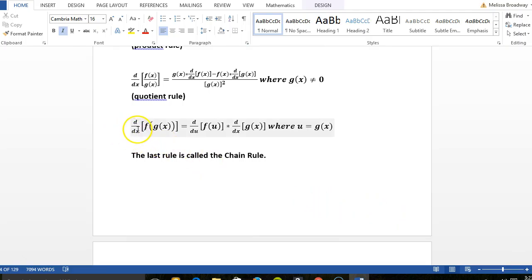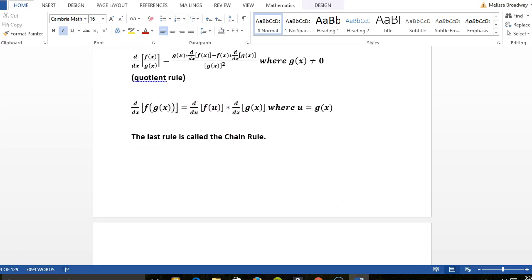Like, let's do d by dx of f of x squared, where we don't know what f is, but g of x equals x squared. That will be d by du of f of u times d by dx of x squared, but that's 2x. We can show that that's 2x. You can do the difference quotient limit, and you'll get 2x here. So what we'll have is 2x times d by du of f of u, whatever that might be.